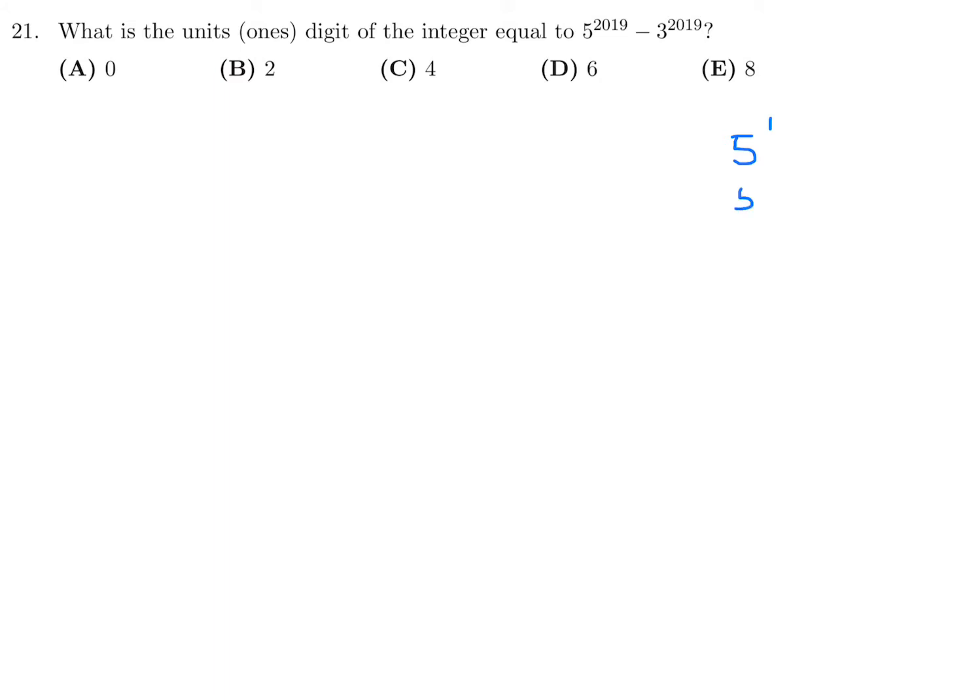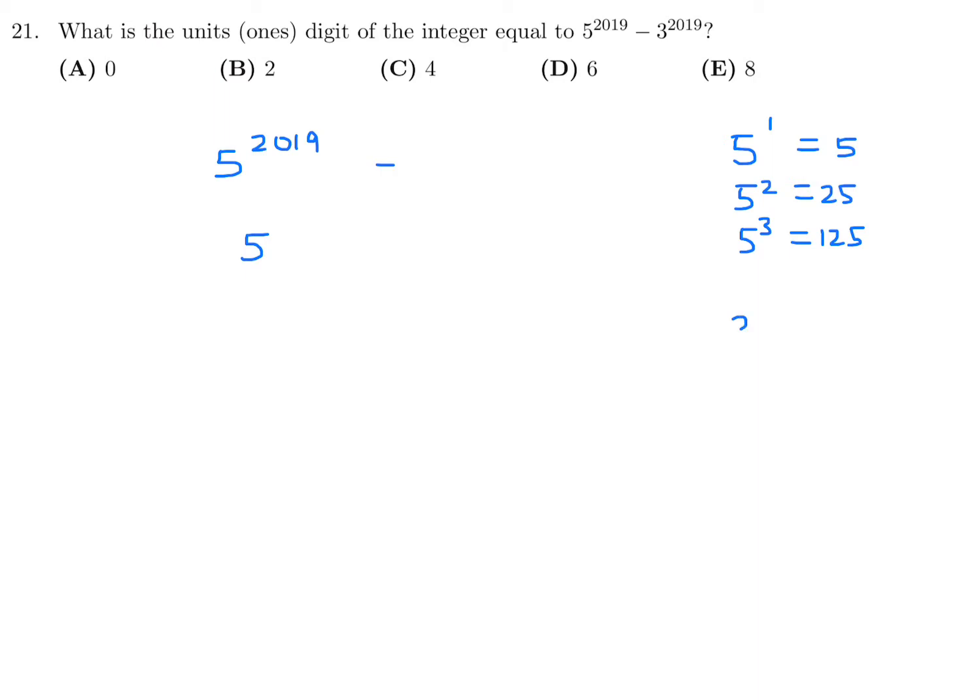5 to the power of 1, 5 to the power of 2, 5 to the power of 3, and so on. This is 5, this is 25, this is 125, and so on. So the units digit of any power of 5 is actually always 5. So 5 to the power of 2019 is going to have a units digit of 5. Okay, well that's pretty straightforward.